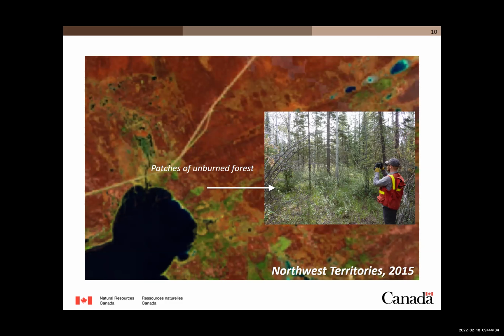Now, in my opinion, the smallest unburned island that can be reliably mapped on Landsat is 2 hectares, and that's equivalent to 9 30-meter pixels. Now, you can go as small as 1 hectare, but the smaller you go, the more uncertainty there is in your mapping, or your non-mapping, of these unburned forest patches inside the burned scar.